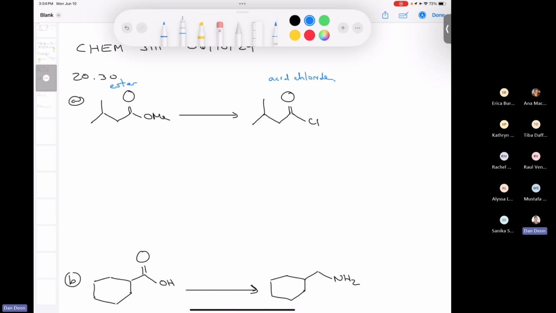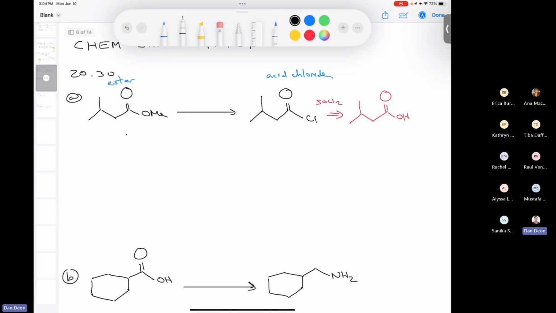And we know only one way to make an acid chloride. Right? We literally know one way, and that is to have the carboxylic acid and then to use thionyl chloride, SOCl2. So really the only option we have is to hydrolyze the ester to the carboxylic acid and then make the acid chloride from the carboxylic acid. So we're going to hydrolyze this.